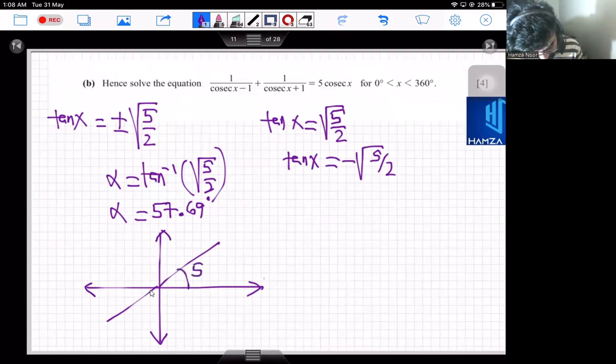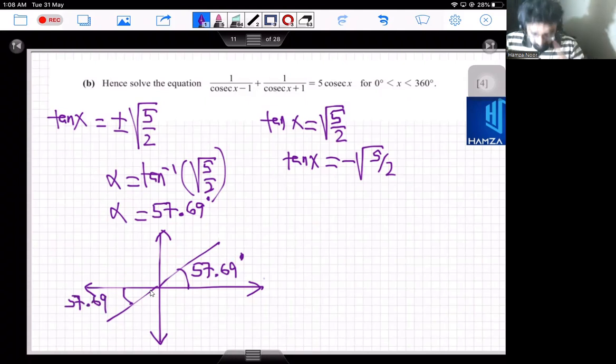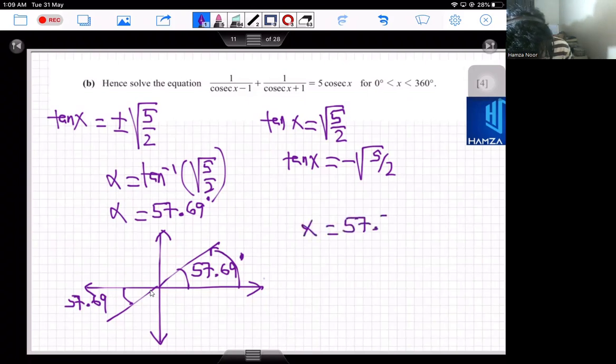So 57.69 over here and 57.69 over here. So one value of x would be 57.69, but by default requirement, whenever you are giving your angles in degrees, you give them correct to one decimal place until and unless some other accuracy is stated. So one value of x would be 57.7 degrees.